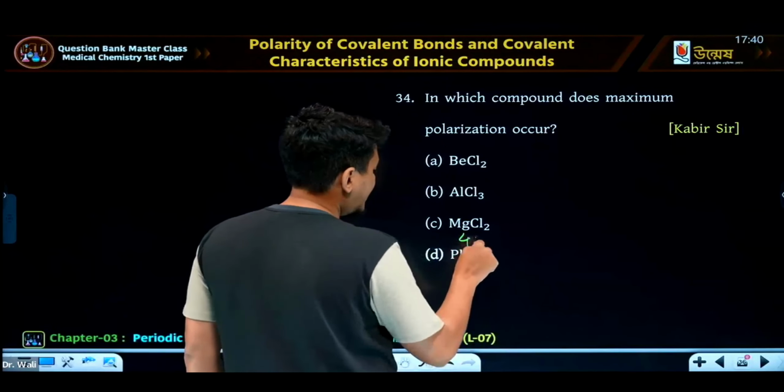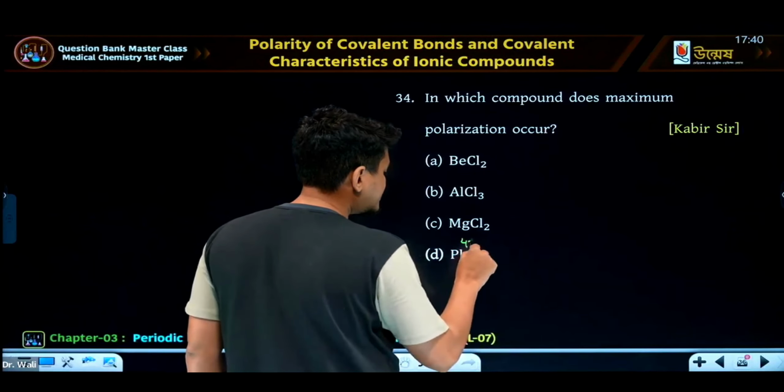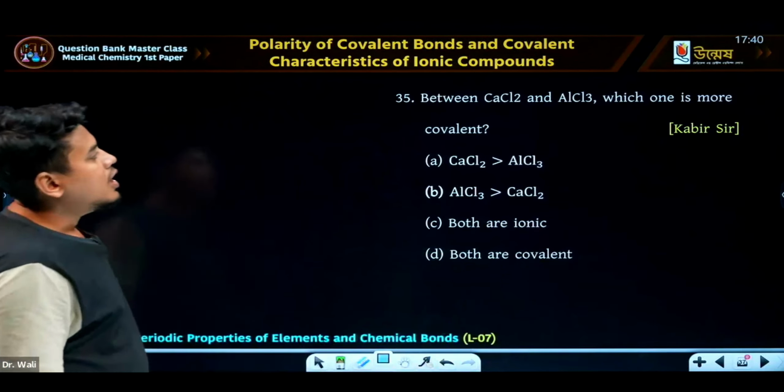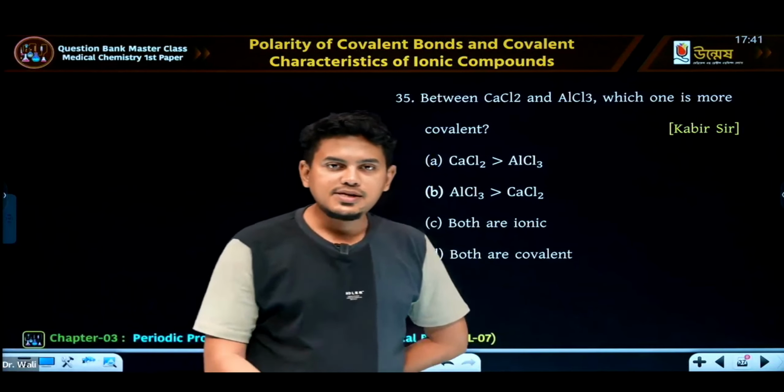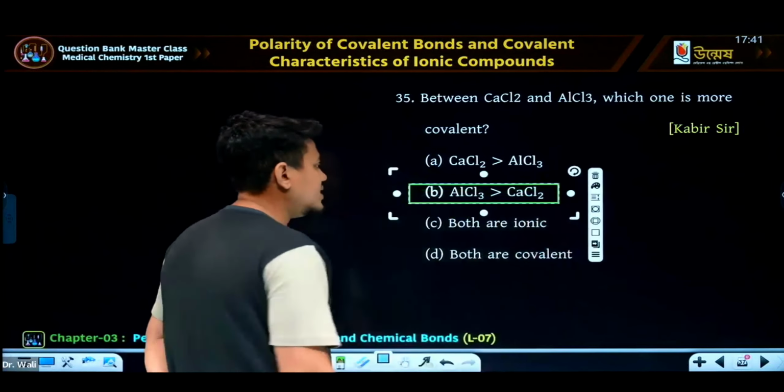Now look at this. The highest charge is visible in lead chloride. So the answer here will be D. Between calcium chloride and aluminum chloride, which one is more covalent? It is a very easy question. Since aluminum has higher charge, it will certainly show more covalent nature than calcium chloride. So the answer will be B.